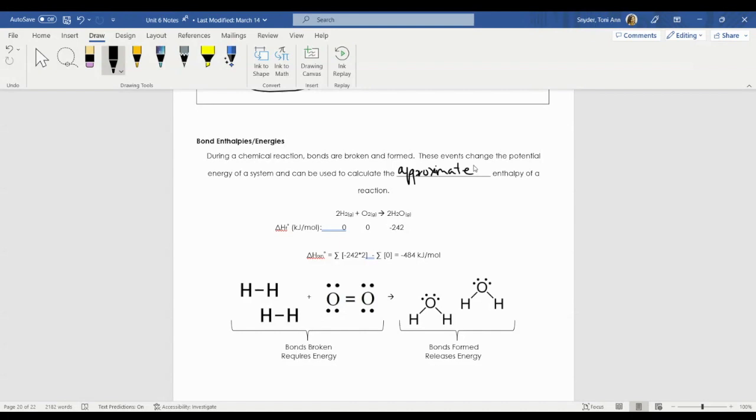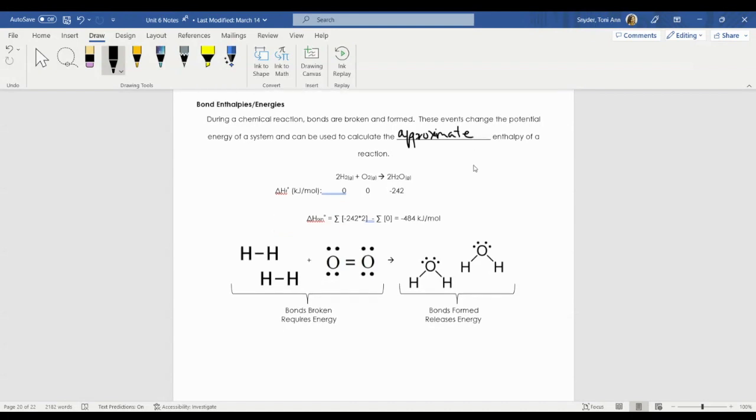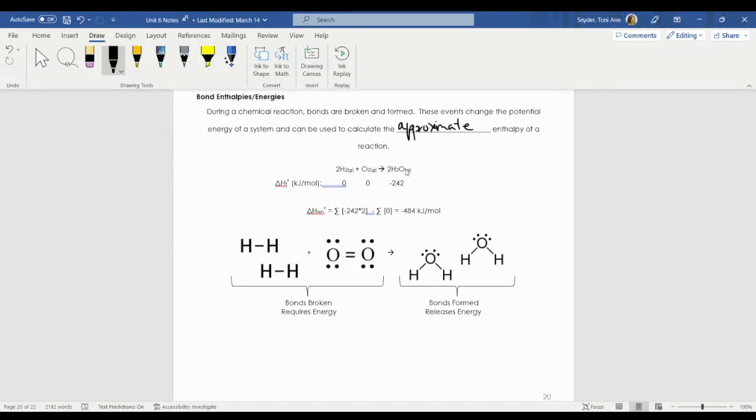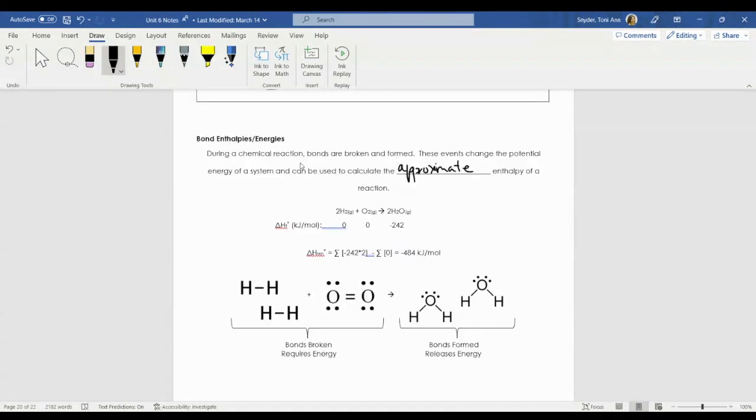So let's consider that production of water again. So I have this reaction here. We found that the heat of formation of hydrogen is 0, heat of formation of oxygen is 0, and your heat of formation of water is negative 242. And you might see that's a little bit off, and that's because this is the amount of energy per 1 mole of water when it's being formed.